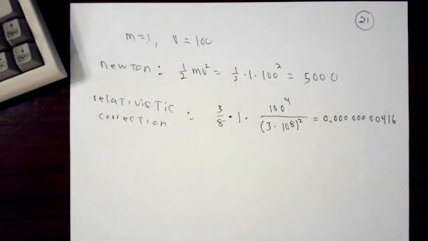For a mass of 1 kilogram moving at 100 meters per second, this is so tiny, it's probably not measurable. These effects only get important when the speed becomes a substantial fraction of the speed of light.